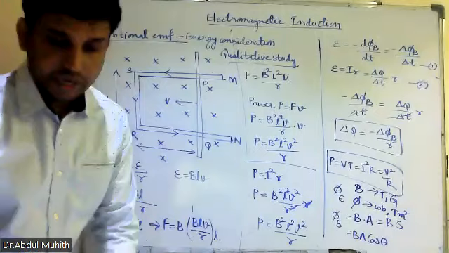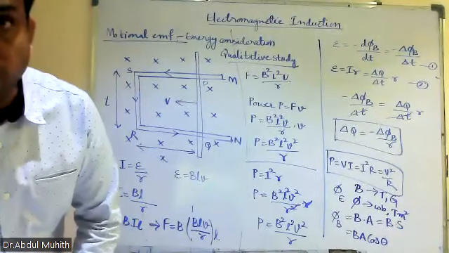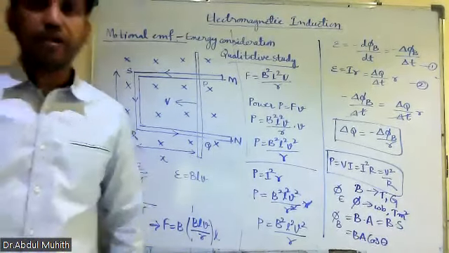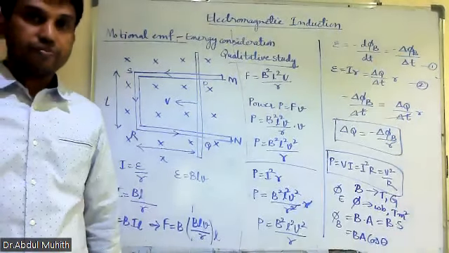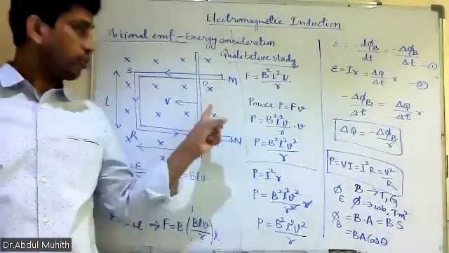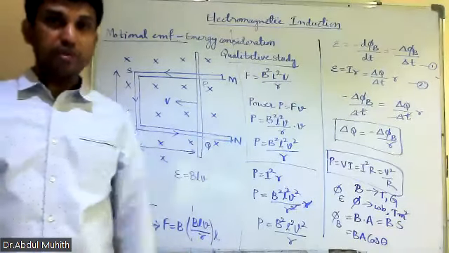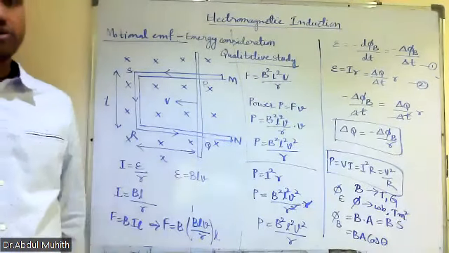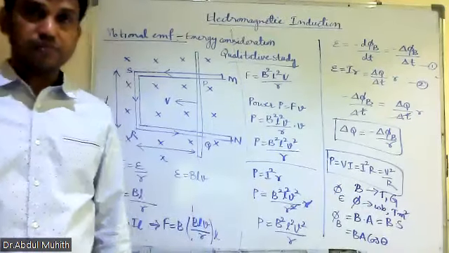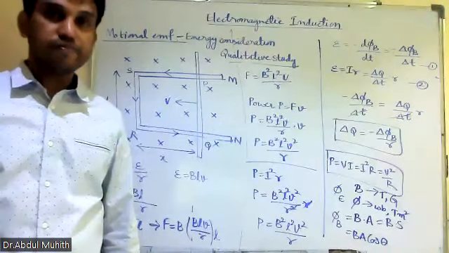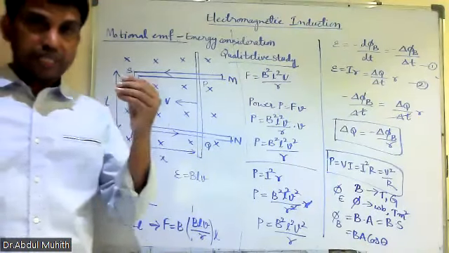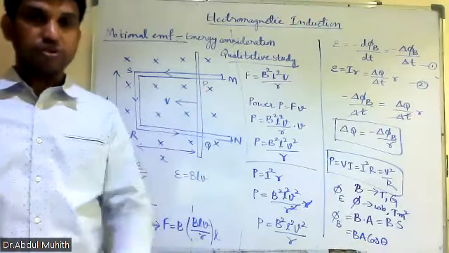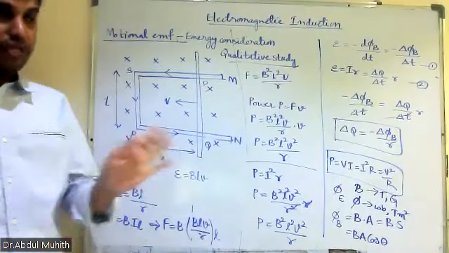Cross means what? Is the magnetic field going into the board or out of the board? Into the board. Yes, the magnetic field is going into the board. Cross means into the board. Dot means it is coming out of the board. Very good. So we have dot and cross. Whenever I see a dot, the field is coming out. Whenever you see a cross, it is going in.